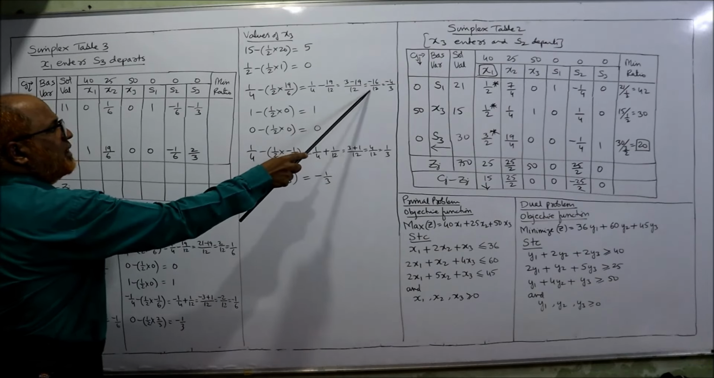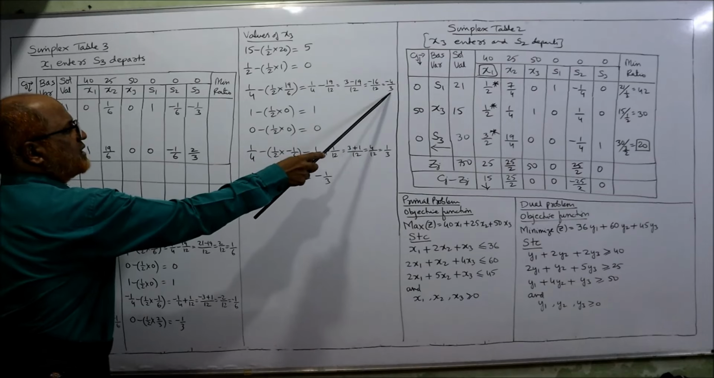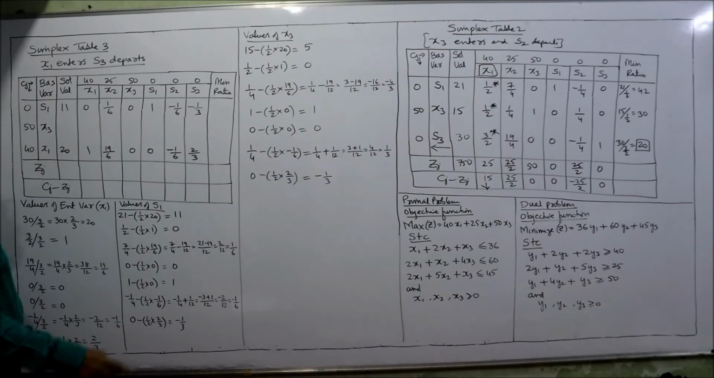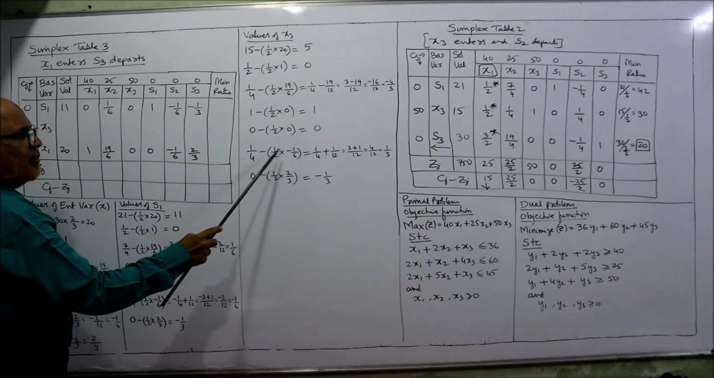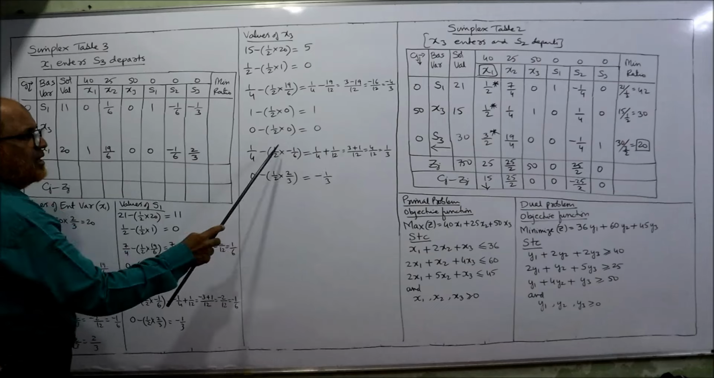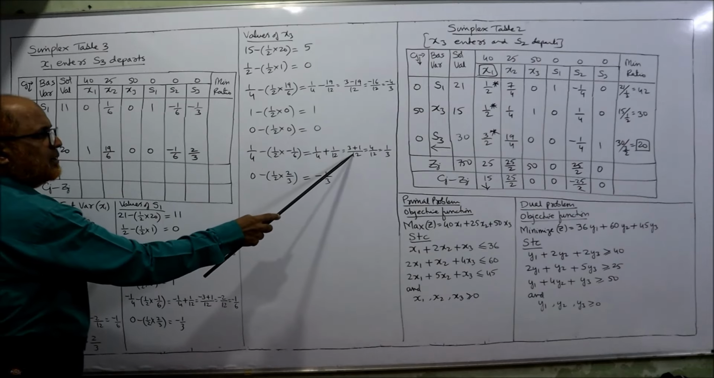So both are divisible by 4. 4 4s are 16, 4 3s are 12. Minus 4 by 3. 1 minus 0, 1. 0 minus 0, 0. 1 by 4. Minus into minus will become plus. 1 by 12. LCM 12.